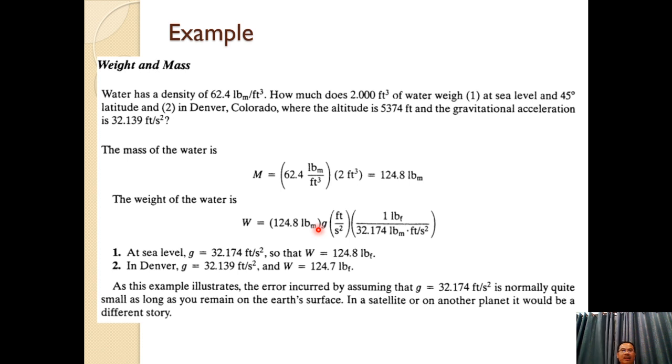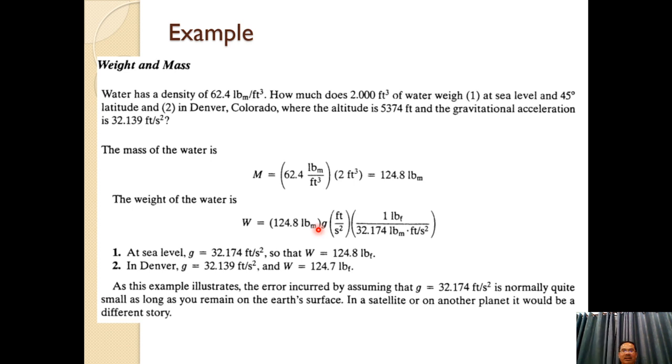For example, we have the density of water equal to 62.4 pound mass per cubic feet. The question is how much does 2 cubic feet of water weigh at sea level and 45 degree latitude, and in Denver, Colorado, where the altitude is 5,374 feet and the gravitational acceleration is 32.139 feet per second squared.